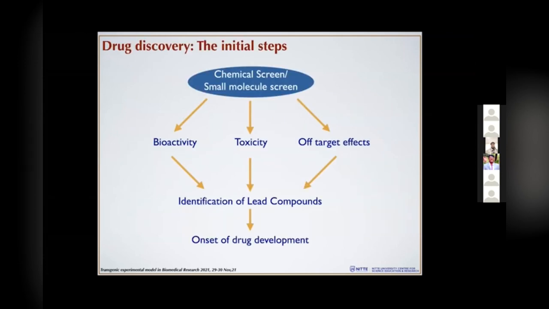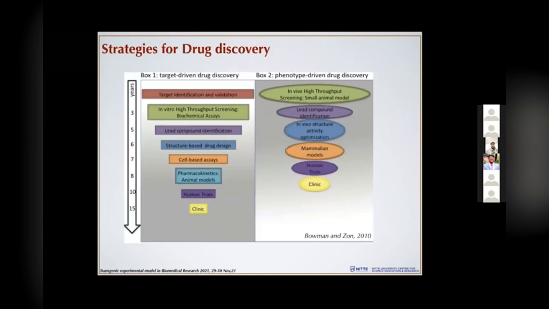So when you talk about drug discovery, you basically have the standard protocol. You look at the bioactivity, you look at toxicity, and you look at off-target effects. And then based on that, you identify the lead compound, and then you go ahead with the process of drug development. Next slide. So in drug development, of course, we know there are two ways of drug development.